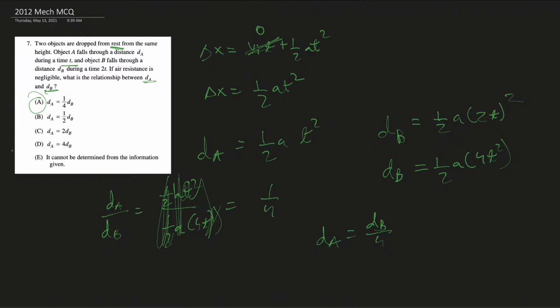I mean, that kind of makes sense, because the object fell through a distance dA in time t, and if you let it fall for 2t, it's definitely going to fall a larger distance. Because it's accelerating, you have the 4 there rather than just a linear difference of 2.